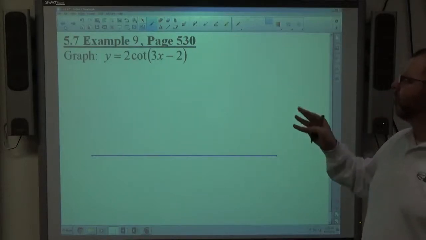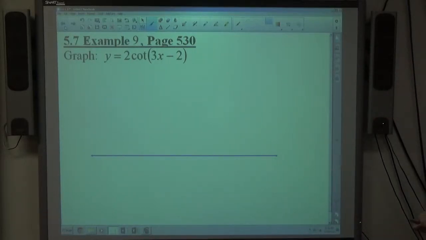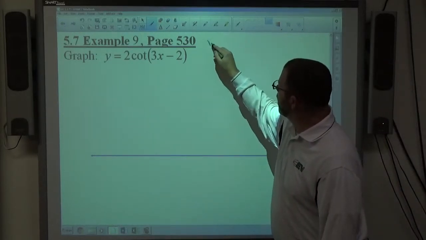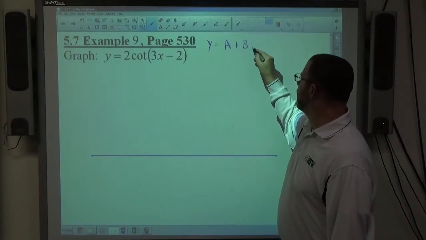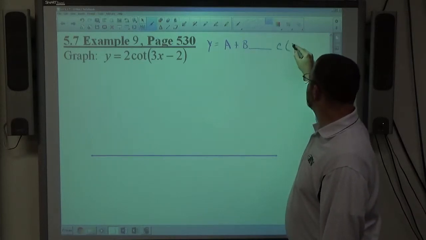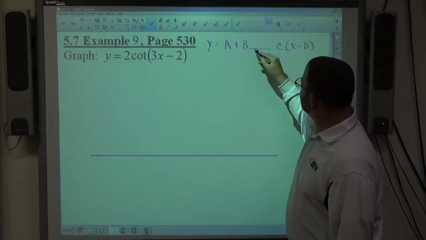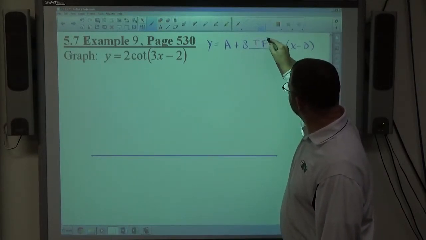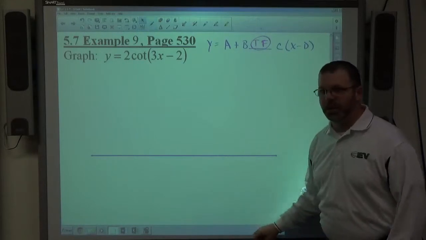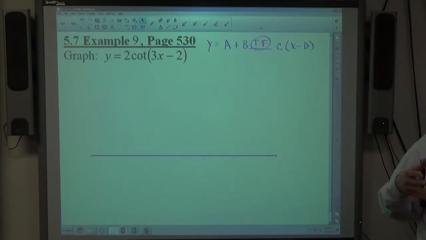So y equals 2 cotangent of 3x minus 2. If we recall the structure of the sine and cosine graphs from yesterday, a plus b, trig function c times x minus d. Insert your favorite trig function here. Alright, so it could be tangent, cotangent, secant, cosecant, doesn't matter. Alright, but they all have the same criteria for moving things.